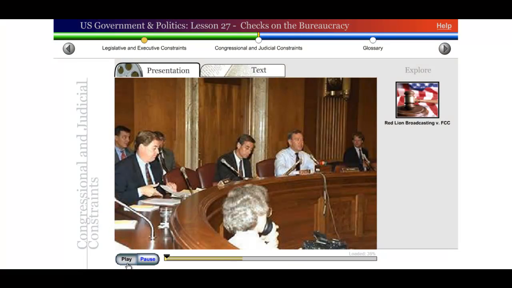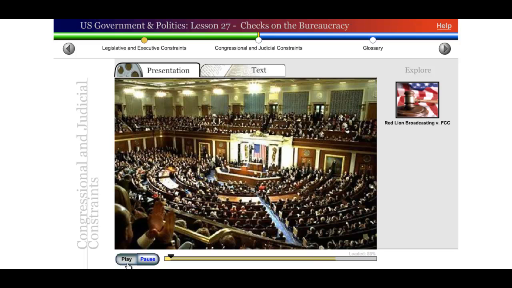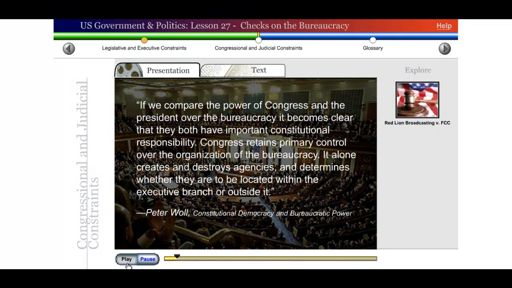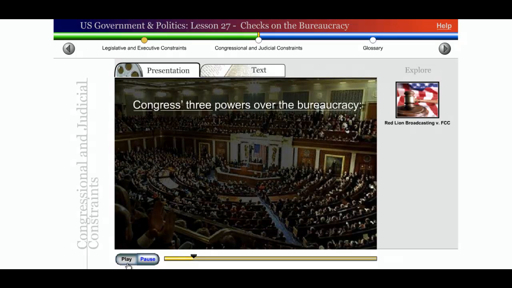In addition to the numerous constraints placed on bureaucratic agencies, they must submit to congressional budgetary oversight, the single most effective method for constraining bureaucratic authority. If we compare the power of Congress and the President over the bureaucracy, it becomes clear that they both have important constitutional responsibility. Congress retains primary control over the organization of the bureaucracy. It alone creates and destroys agencies and determines whether they are to be located within the executive branch or outside it. Peter Wohl. Congress has three important powers over the bureaucracy.